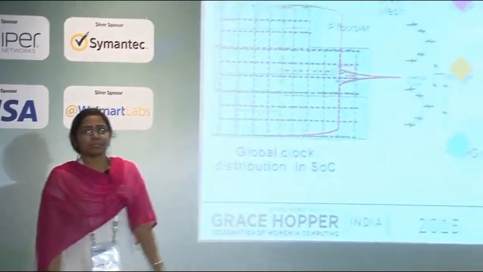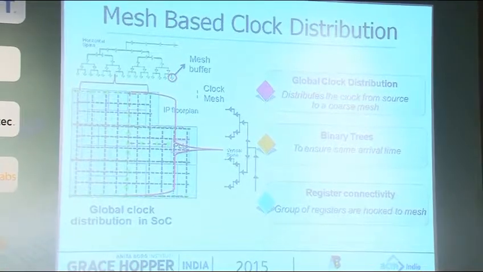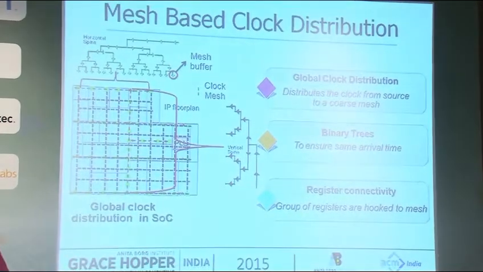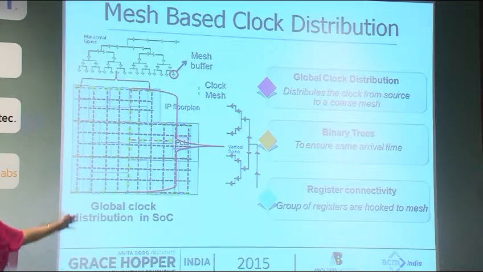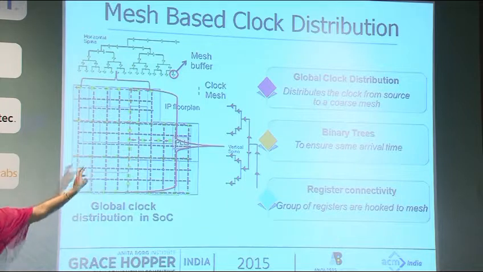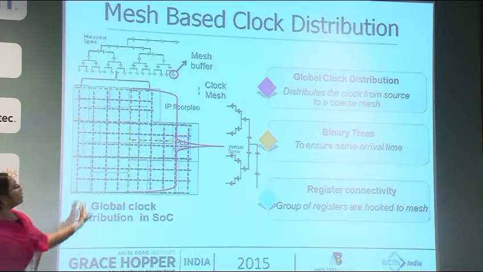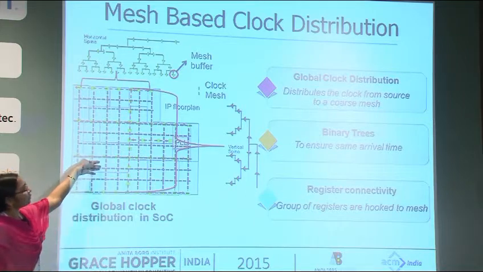The picture shows the general typical clocking style we use in our SOCs. The mesh is formed with the top two metals of the chip. So the vertical and horizontal lines you are seeing are the mesh of the clock.